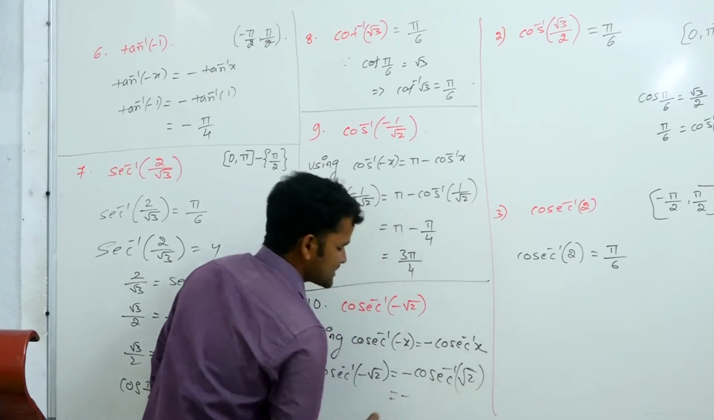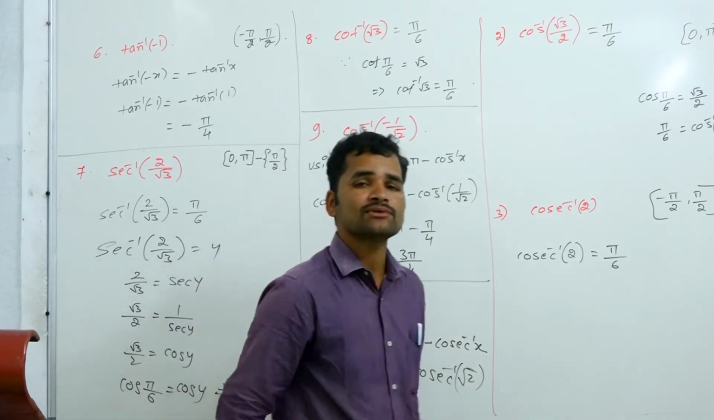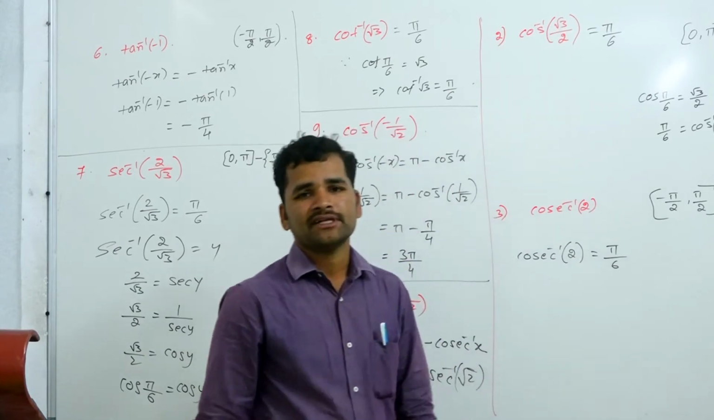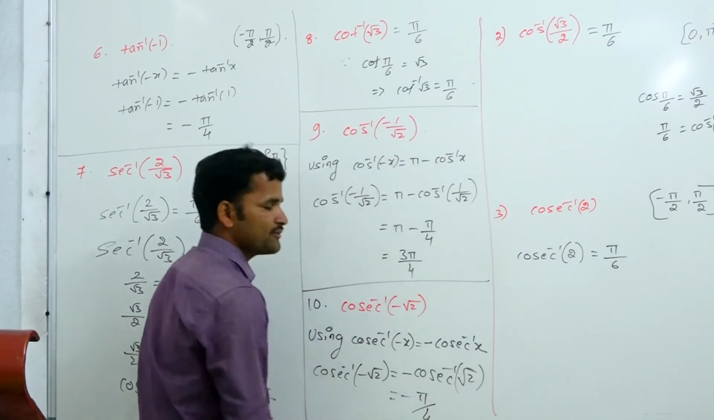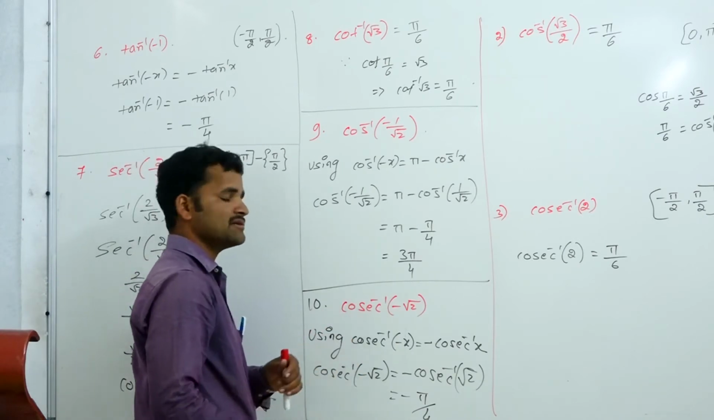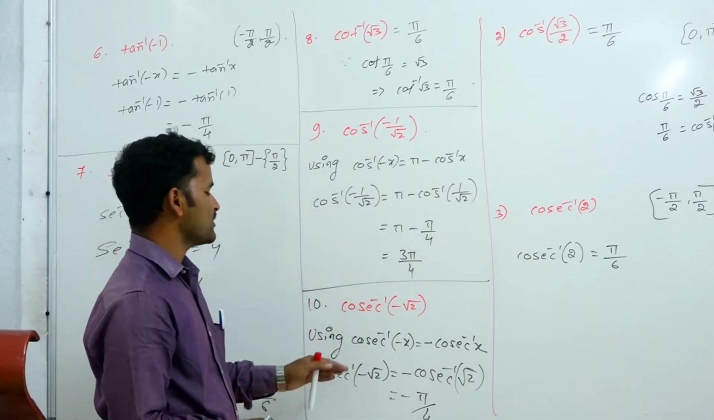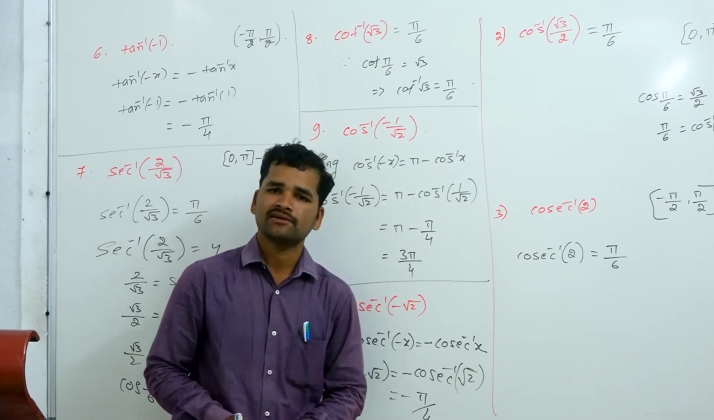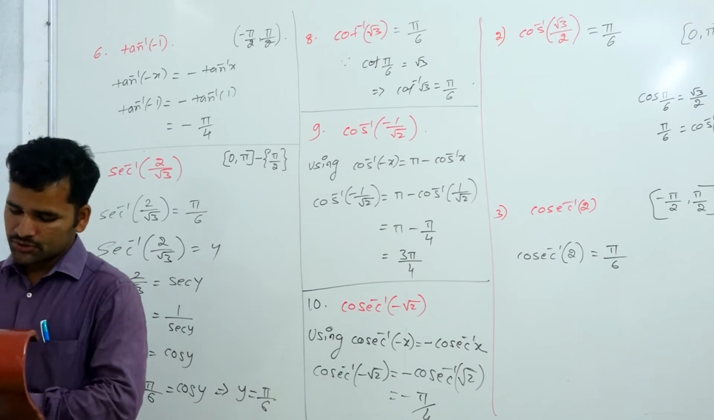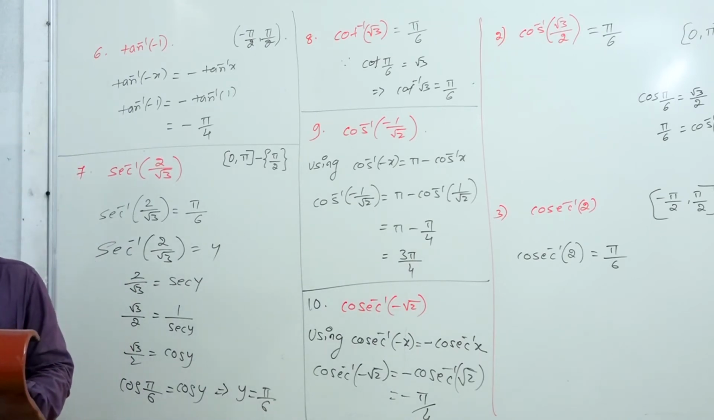Okay, minus of cosecant of which angle gives you root 2? It is 45 degree. 45 degree in radians, pi by 4. So principal value of cosecant inverse of minus root 2 is minus pi by 4. This is about question number 10. Now coming to question number 11.